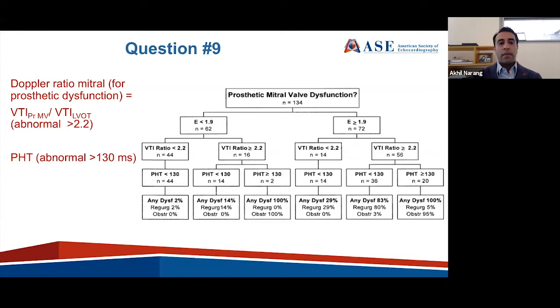And then we also are given a pressure half time, where the cutoff for normal versus abnormal is 130 milliseconds. So if we look at the answer choices and the provided question information, we also have a peak E velocity, which is high. We have a VTI ratio of greater than 2.2, and we have a pressure half time of greater than 130 milliseconds. This gives us this category here, where the vast majority of cases are stenosis or obstruction of the mitral valve prosthesis.